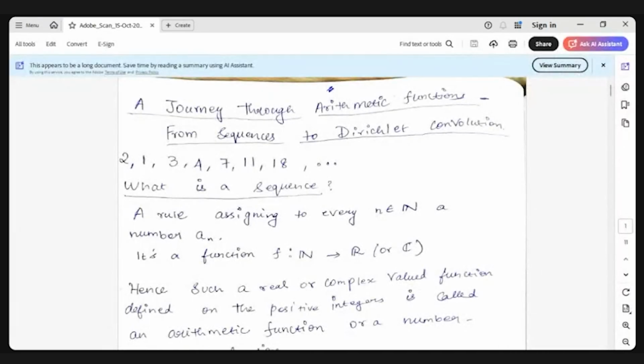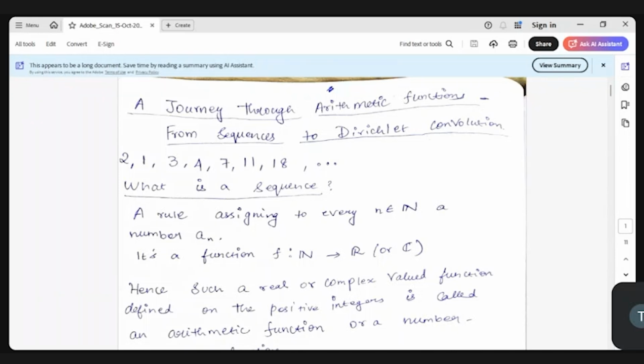Today, I'll be navigating you all through the basics of arithmetic functions, from sequences to Dirichlet convolution. The main aim of this presentation is that I will introduce the basics of a few number theoretic functions and then introduce what Dirichlet multiplication or convolution is, and then we will conclude with some examples.